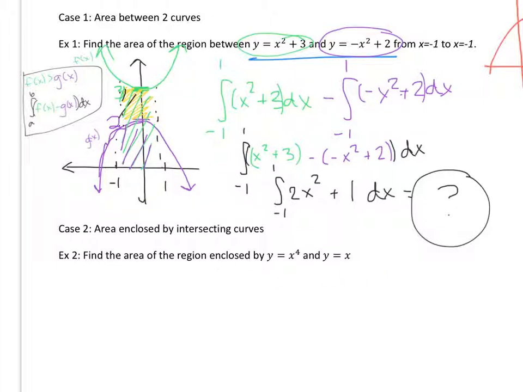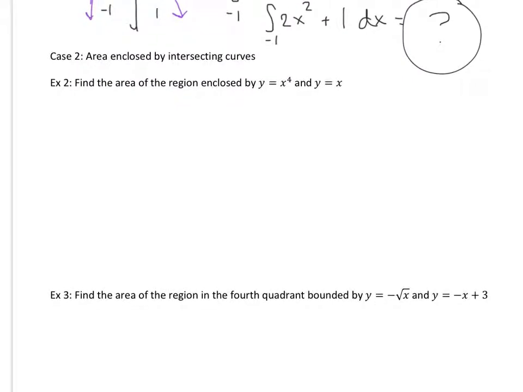So example 2 says, find the area of the region enclosed by y equals x to the fourth and y equals x. So again, let's start by graphing it so we can figure out what's happening. x to the fourth is not really a parabola, but it has that parabolic shape. So it'll look something like this.